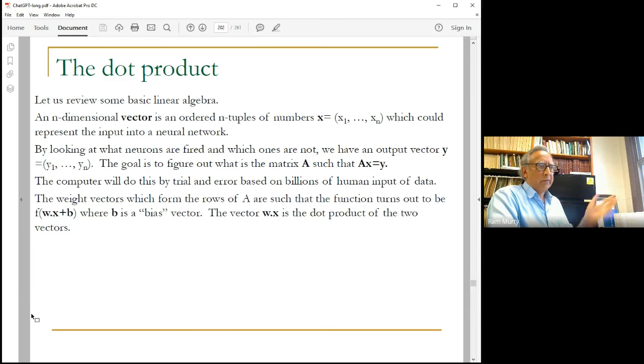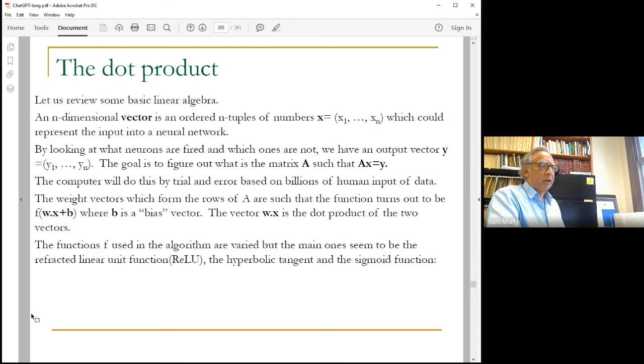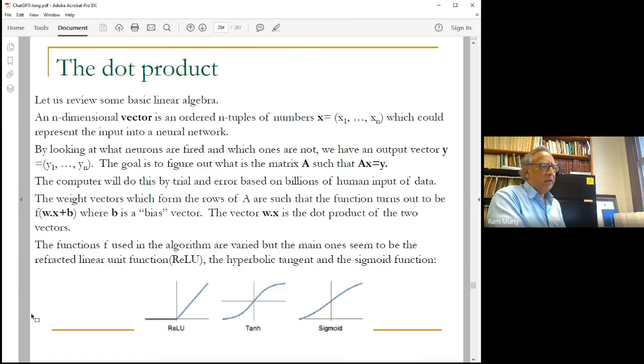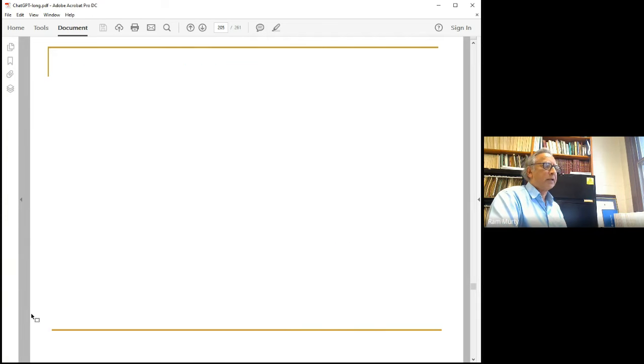Now, the weight vectors which form the rows of A are such that the function turns out to be f of w dot x plus b, with b being the bias vector, and w dot x is the dot product of the two vectors. Many functions have been used in the correction process. The most common ones seem to be the rectified linear unit function, ReLU, or the hyperbolic tangent function, or the sigmoid function. These are the pictures of these functions. The sigmoid function is interesting for me because the Mellin transform of the sigmoid function is essentially the Riemann zeta function. But anyway, these functions turn out to be important in the back propagation or correction processes.